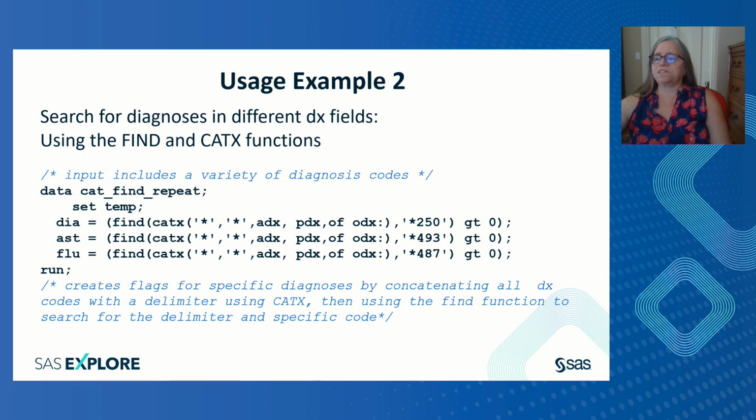And the reason that we search for the star 250 is that 25 or 493 could occur anywhere in a diagnosis, but we want to find diagnoses that start with 250. And by using the star that we have added using the CATX, that allows us to pull that specific diagnoses.